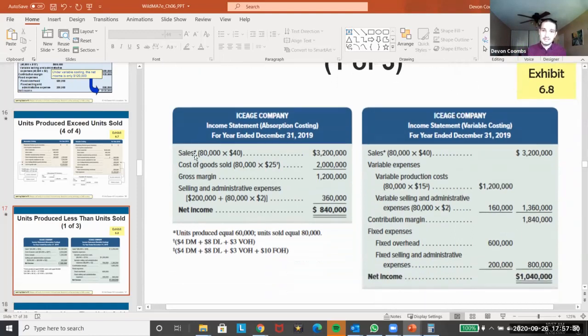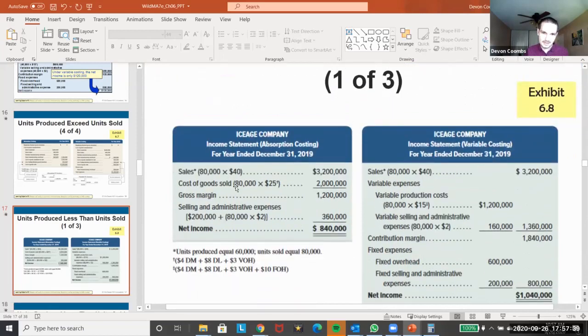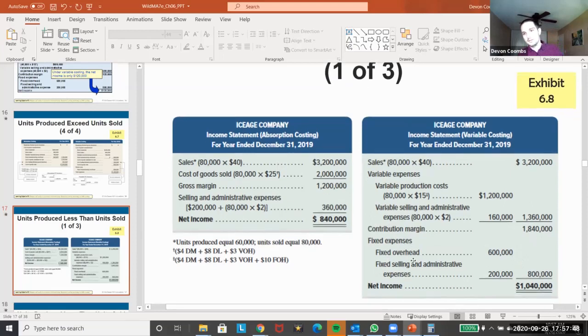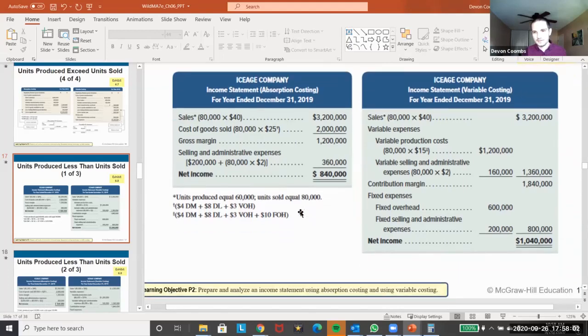So we'll say here, same thing, sales, we sold more. The way to say this another way is we sold more than we produced. So we sold the 80,000 units. And we have here the variable expenses, contribution margin, and we have our fixed expenses. That doesn't change, right? So our variable production costs are 80,000 for the amount of units here. Cost of goods sold, 80,000 times the 25. So I can walk through all these calculations a million times, but I think you guys can calculate the simple math here. 8,000 times 40. You can see here that ultimately our net income will be less in the absorption costing.